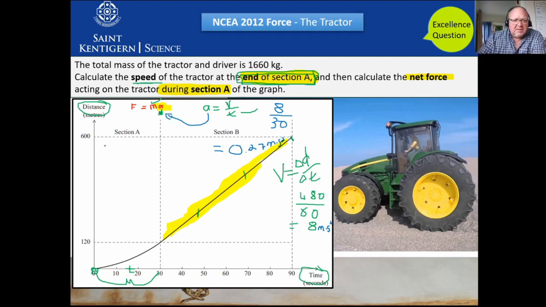Alrighty, and now we have to take this A, put it into that equation there. That means that F equals mass times acceleration, so 1660 times acceleration, which is 0.27, and I can't do that without a calculator, so let's look at the model answer.